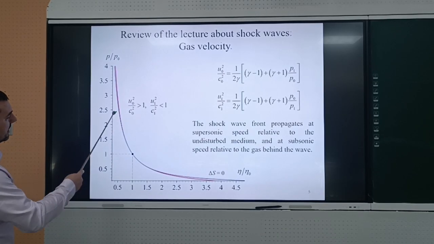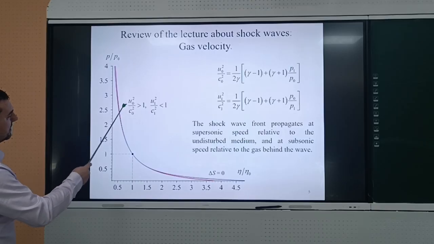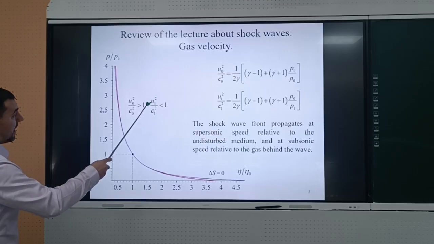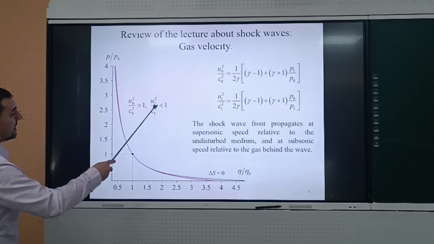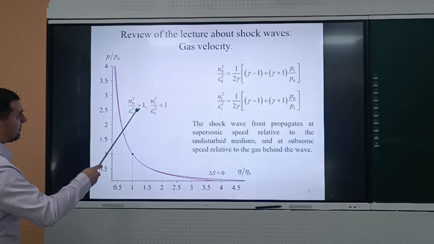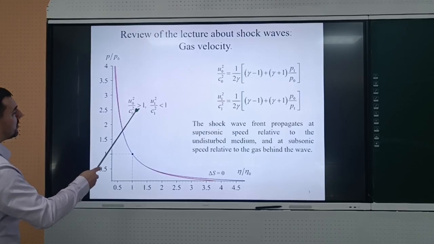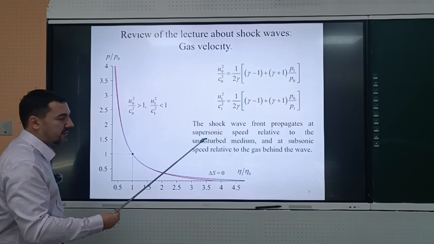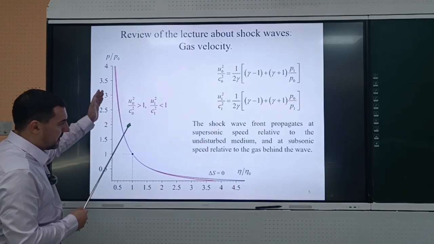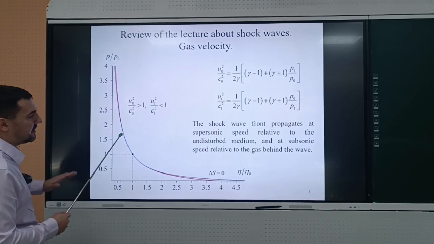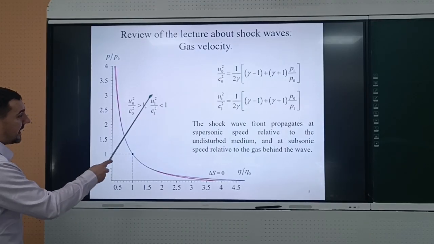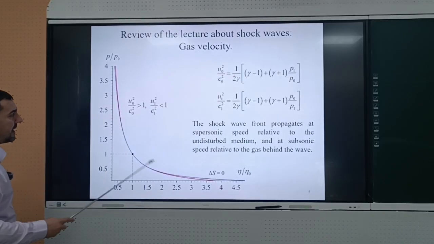We proved that U0 squared over C0 squared is greater than 1 here, and U1 squared over C1 squared is less than 1. So it corresponds to the parameters of the motion of the shock wave relative to the gas in front of the shock wave. So it means that the shock wave propagates at supersonic speed relative to the undisturbed medium, and it indicates the subsonic speed relative to the gas behind the wave.